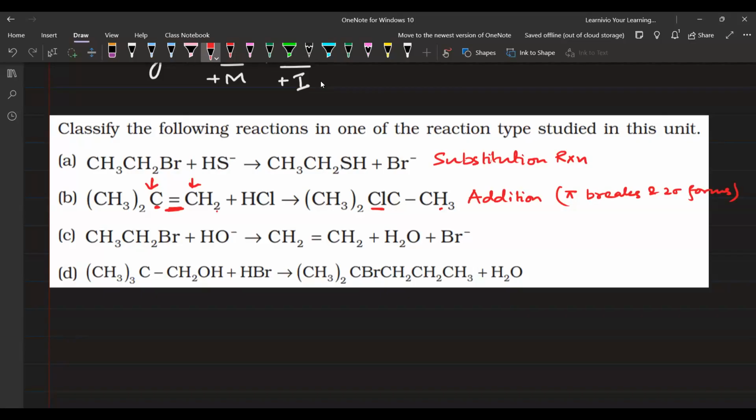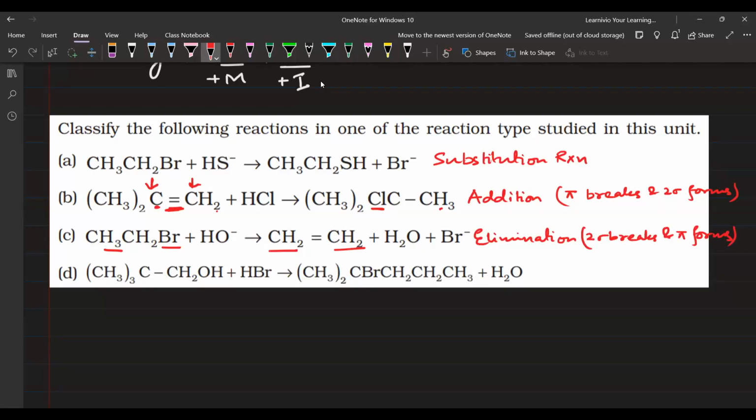Fine. Just the opposite of it is the elimination reaction. You can see that hydrogen is leaving from here, Br is leaving from here, and that's why you are having CH2 and CH2. Can you see that? Yes, sir. This is known as an elimination reaction, in which 2 sigma bonds break and a pi bond forms.